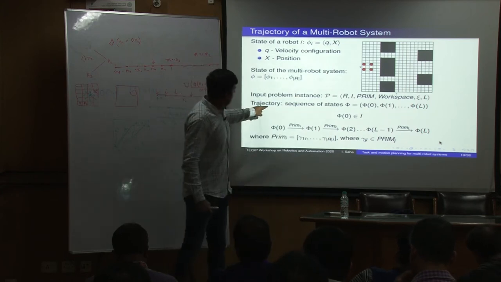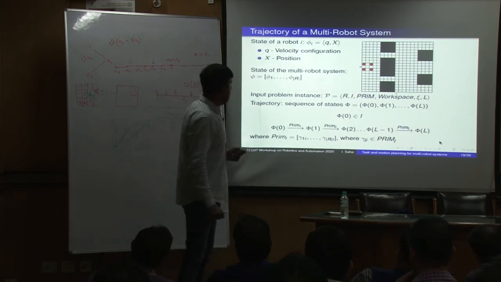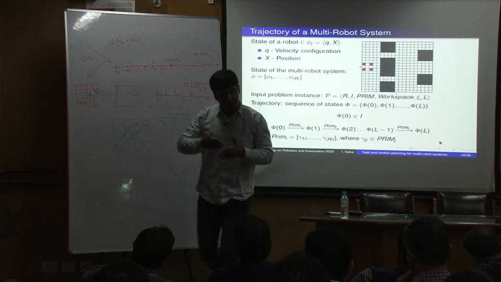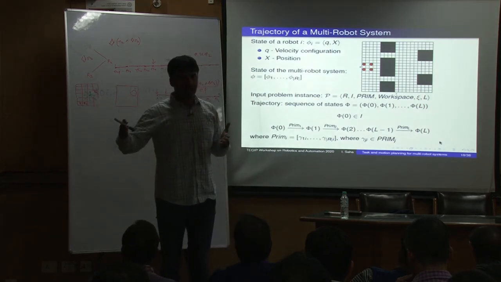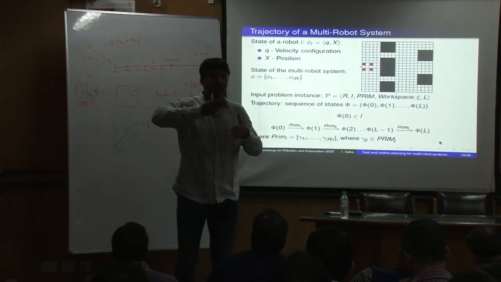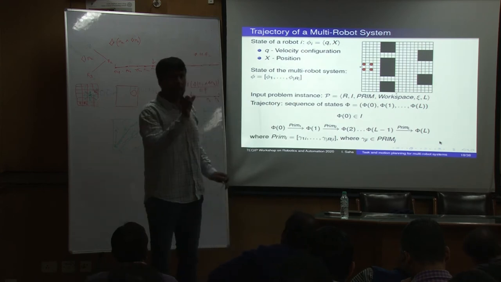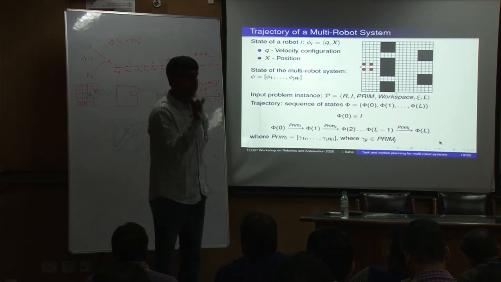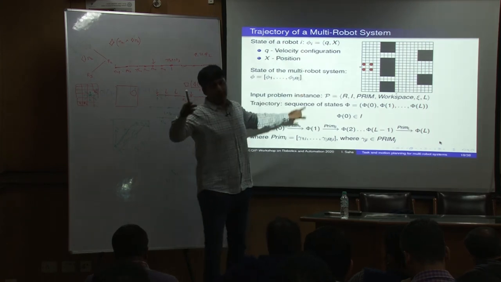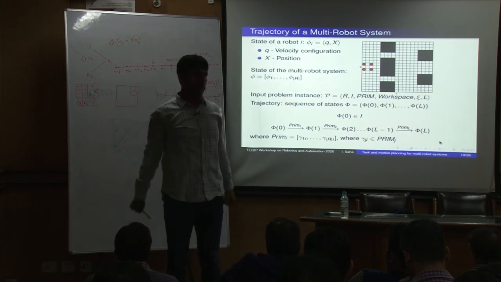Now I have to define a trajectory, which I would like to synthesize. It's a sequence of states phi 0, phi 1, up to phi l. Because I have decided the length to be l, I will have l transitions, and l plus 1 states. What is phi 0? Phi 0 again is a state of the multi-robot system, so it has the component for all the robots. I have two robots, so two state components, then they move to the next state, and so on. That's how the state of the multi-robot system evolves.